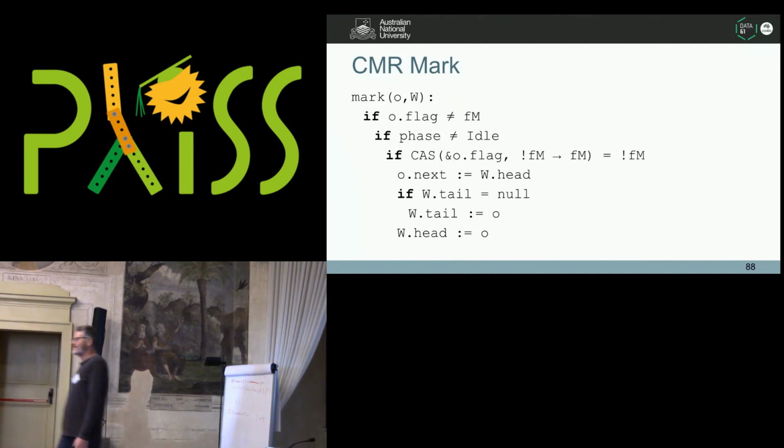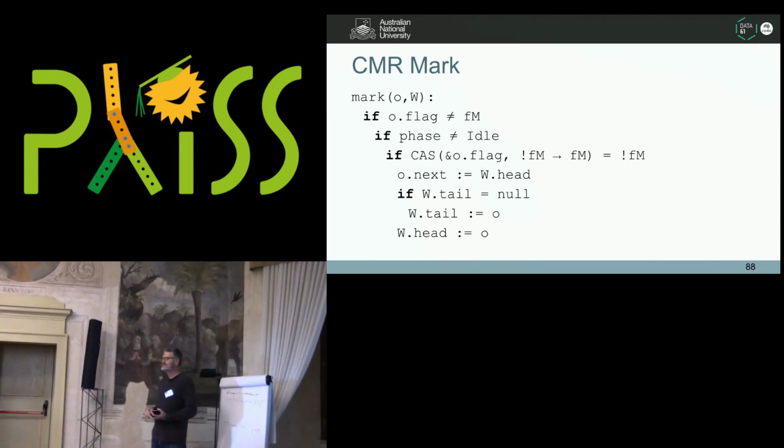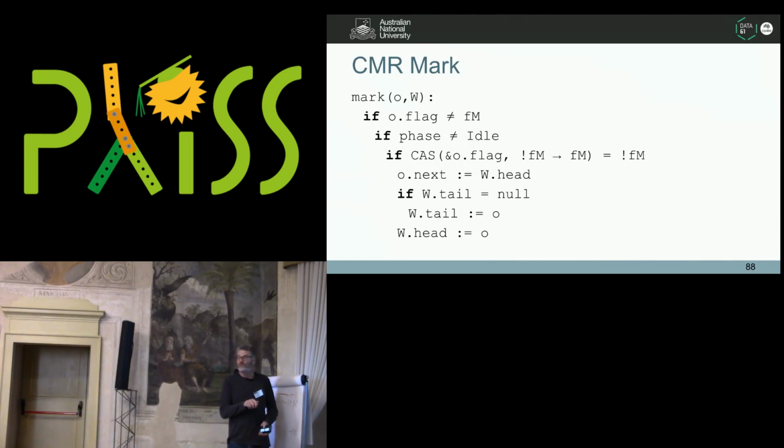Compare and swap is a fundamental synchronization primitive on x86 processors. What does it do? It takes a word of memory, in this case the flag word. It takes a value that you would like to store in that memory location. So in this case, we want to convert the value of the memory slot from not marked to marked. So we're asserting something about the old value, and we're trying to change it to the new value. And then we're making sure that what we saw in the slot atomically was what we expected to see.